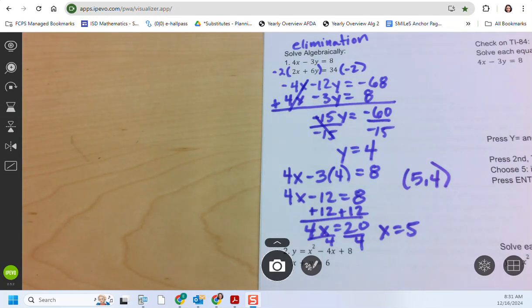All right, what questions do you have on the first one? How do you graph it? Let's do the graphing second. Let's solve 2 and then let's graph them both, okay?